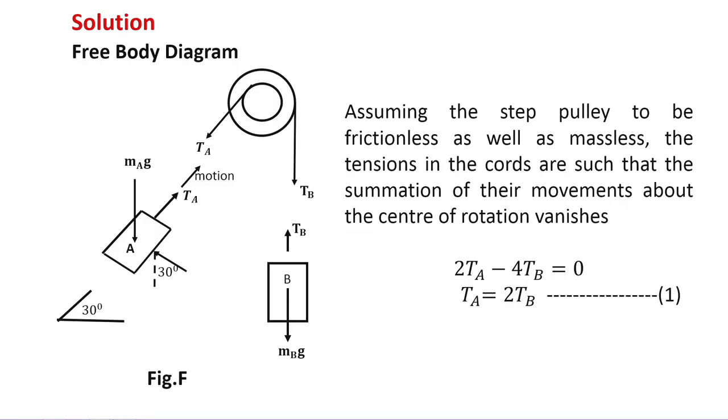Let us draw the free body diagram. In figure F, it is clearly drawn. We have shown the tension in the string for both cases, the step pulley, tension at A, tension at B, and the free body diagram. Assuming the step pulley to be frictionless as well as massless, the tensions in the cords are such that the summation of their moments about the center of rotation vanishes. This is the condition, so we can write twice Ta minus 4 Tb equals 0. So, Ta is equal to twice Tb. This is the most important relationship.